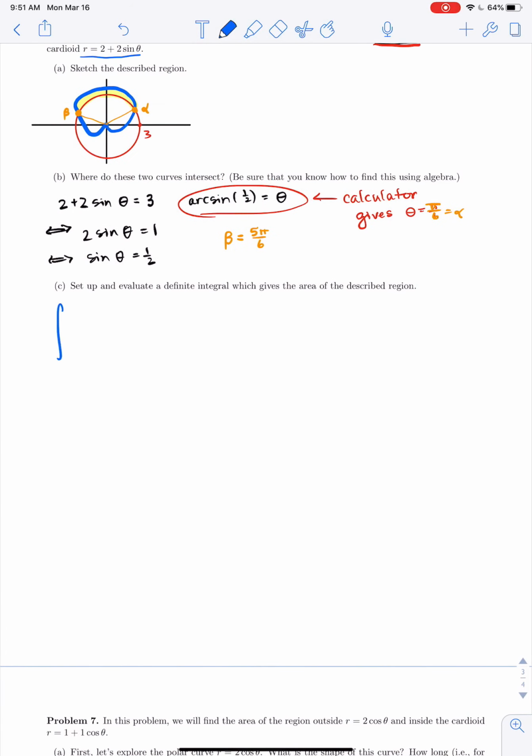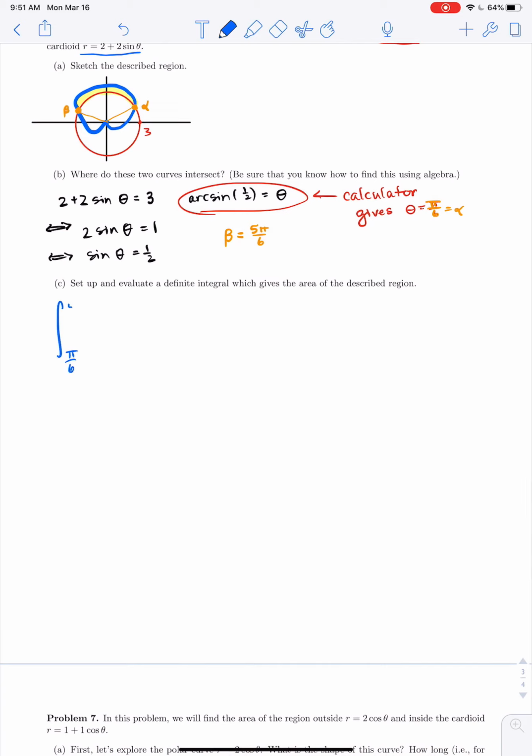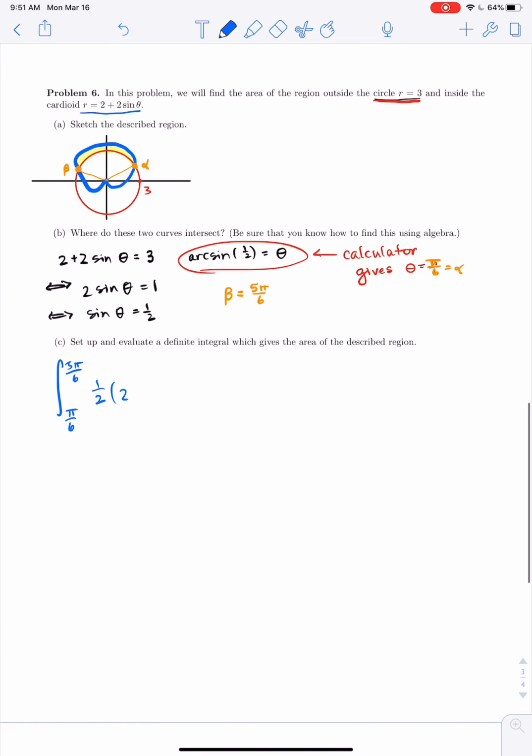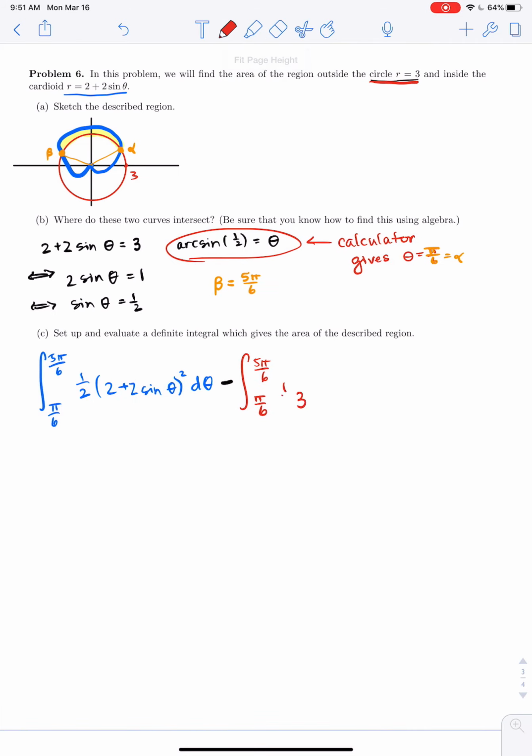We can say, well, the outer curve on that region is going to have an area that is represented by the integral from pi over 6 to 5 pi over 6 of 1/2 times 2 plus 2 sine theta, that expression for r squared, d theta, and then we need to subtract off the inner curve, which is given by the integral from pi over 6 to 5 pi over 6 of 1/2 times the expression for r, which is simply 3, squared, d theta.